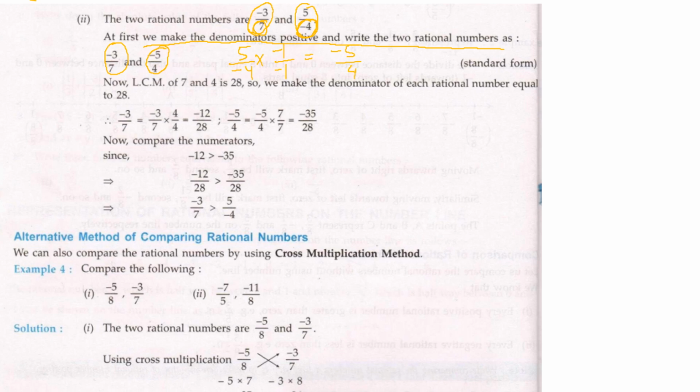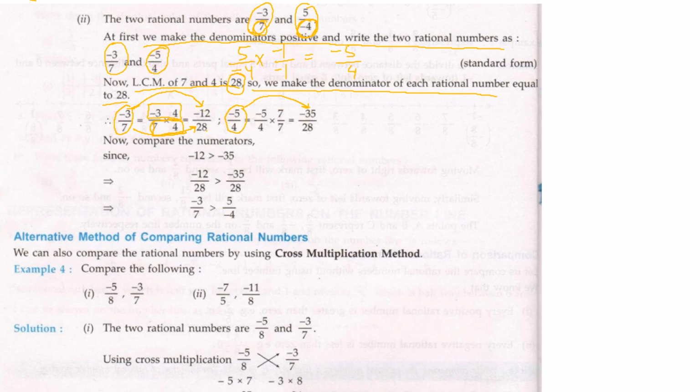Then what do we do? Then we find the LCM of 7 and 4, that is 28. So we make the denominator of each rational number equal to 28. The first rational number is minus 3 by 7. 7 you have to change to 28. How will you change? You multiply by 4. If you are multiplying the denominator by 4, you have to multiply the numerator also by 4. So minus 3 by 7 will be minus 12 by 28. Similarly, minus 5 by 4 will be minus 35 by 28.